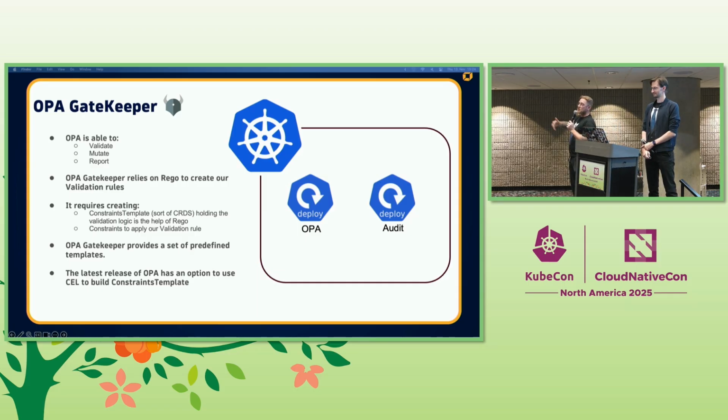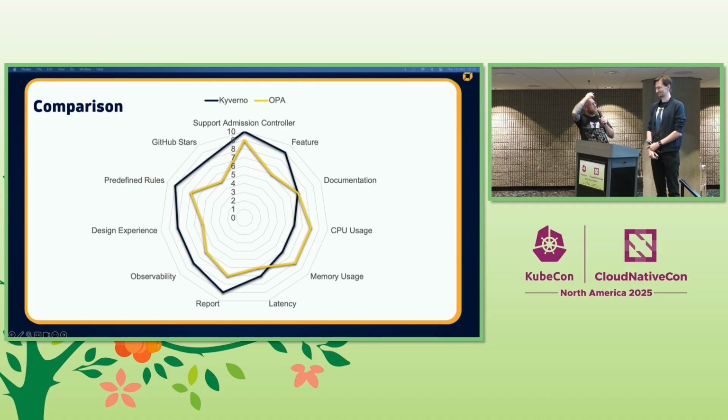OPA provides constraint templates, but it doesn't have the ability to create your own rules. So you will have to deploy the constraint templates and then customize them based on your needs. And then last, here is basically the conclusion.